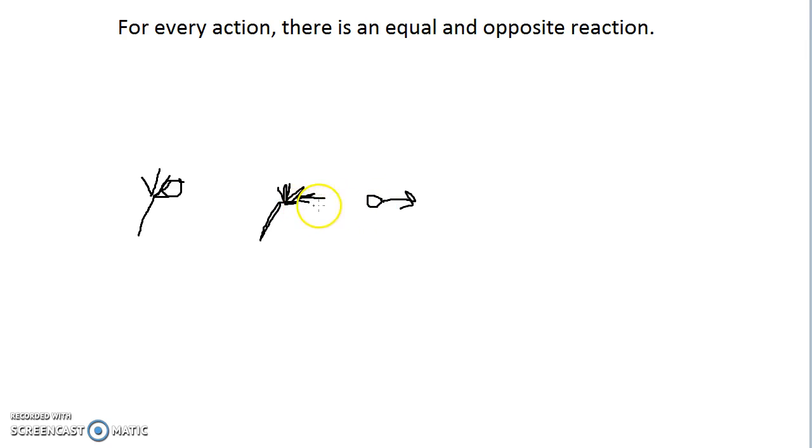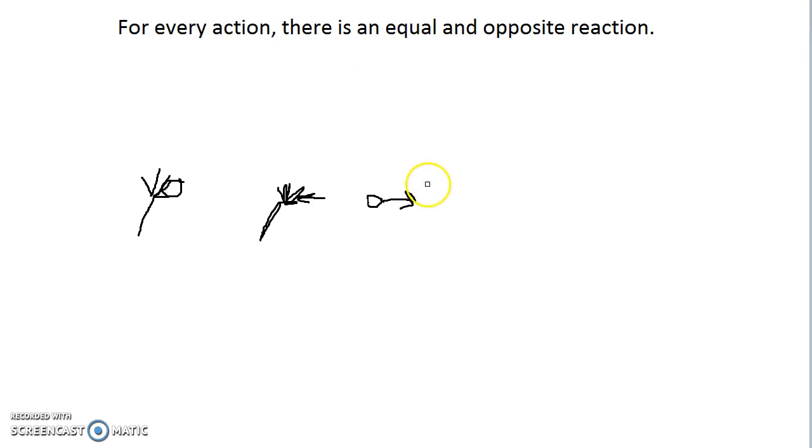Now, that doesn't mean that the ball experiences a force like this as well. It doesn't mean that on the same object we're going to see opposing forces. It just means that if we look at both of these objects, we're going to see the action and the reaction pair, as it's called.